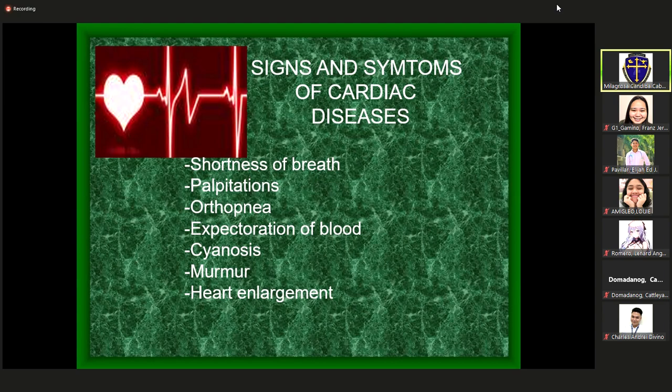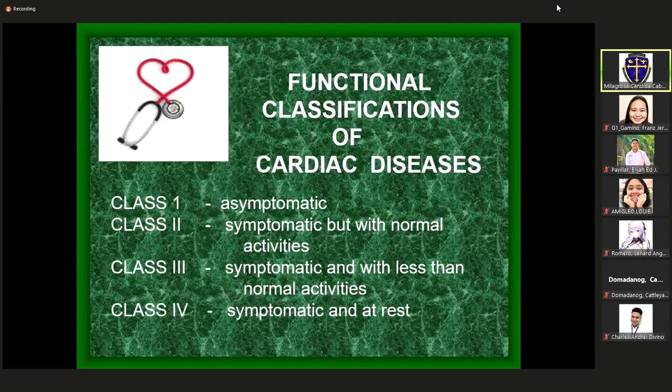Then of course, heart enlargement. Okay? So either of the symptoms, I'm not saying that all patients with a cardiac ailment will feel all of these. Some of the patients would feel palpitation, some feel like they are drowning, depending on the case of the patient. Right? So what would be the functional classifications of cardiac diseases?